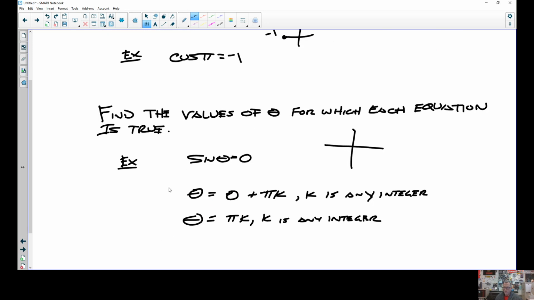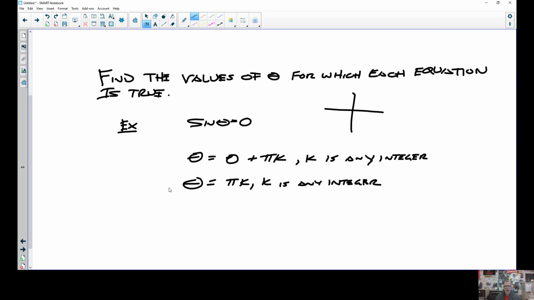How could we do another one? Let's do cosine theta equals 1. All right, where does cosine theta equal 1? Let's just do it. Cosine theta equals 1. Well, that's going to be at this position on the unit circle, wouldn't it? Because that's the (1, 0). So cosine theta equals 1 there.